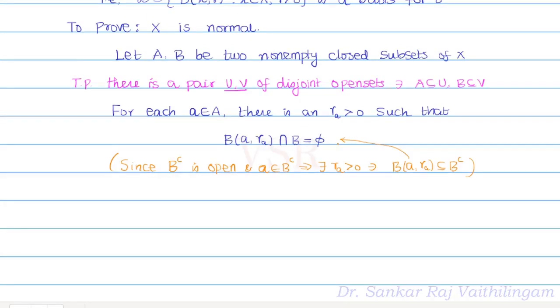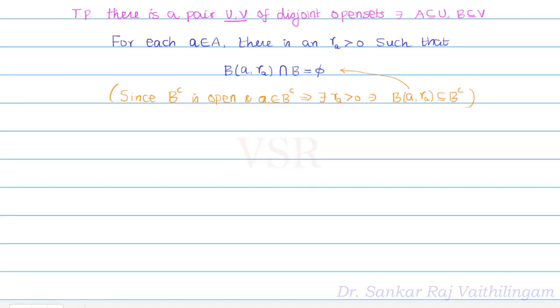Similarly, for each b belonging to capital B, there is an r_b positive such that the ball with center b, radius r_b, intersection with the capital A is equal to empty. This happens because A complement is open.